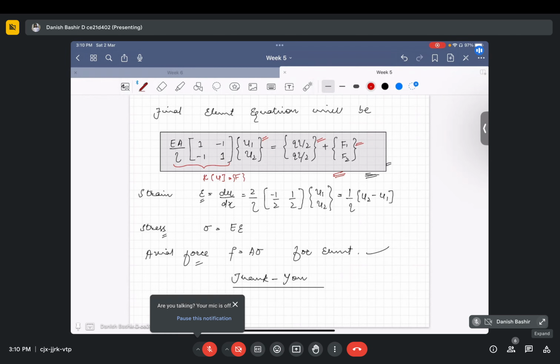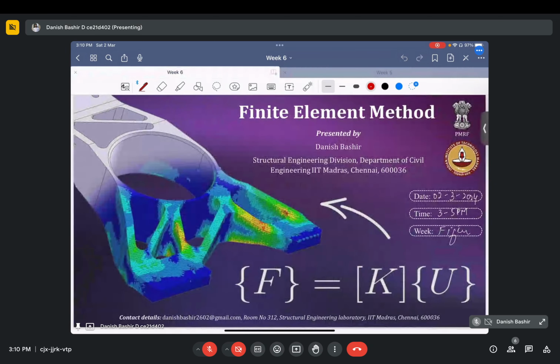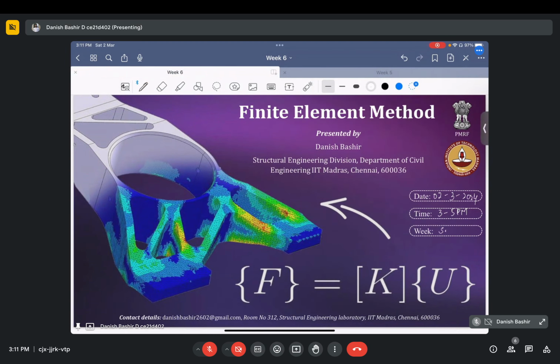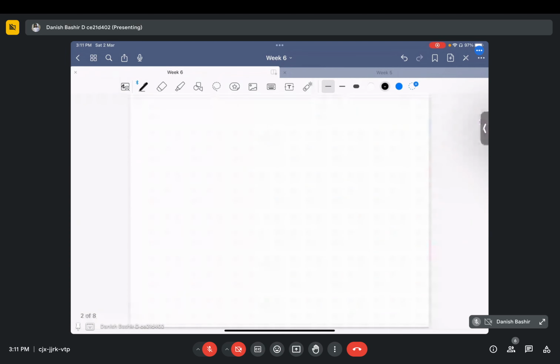Using this formulation only, today we will be solving some numerical problems based on this bar equation. So let's start with that. Our problem, actually, it is week six today. So let's start. Problem first.